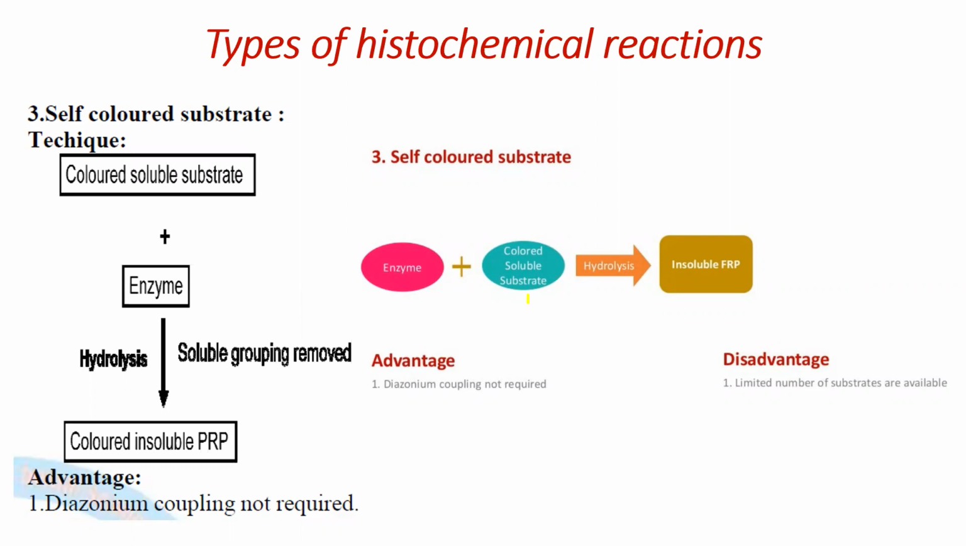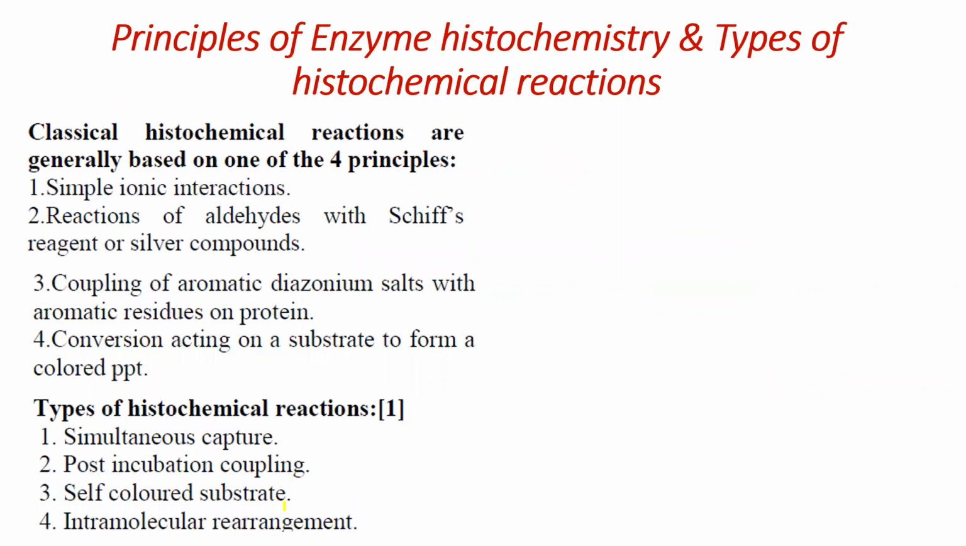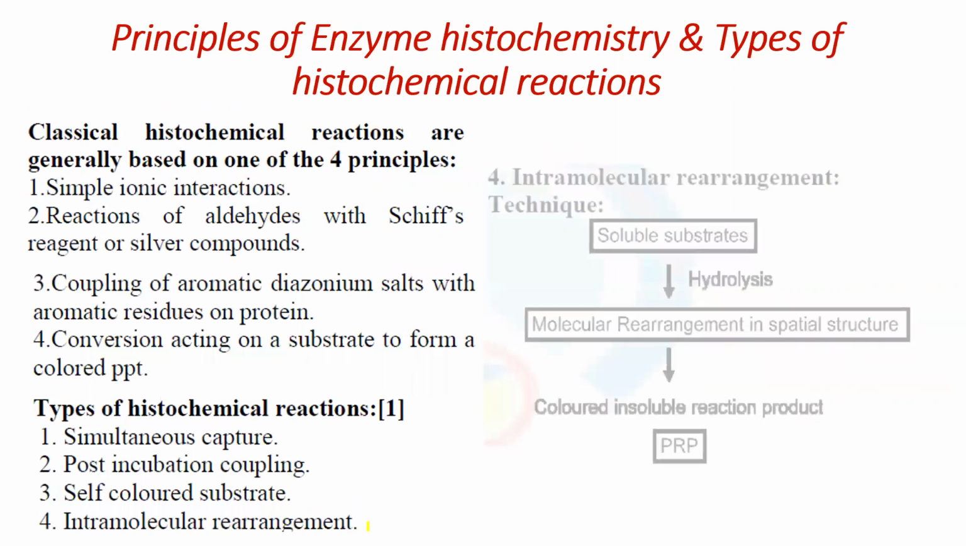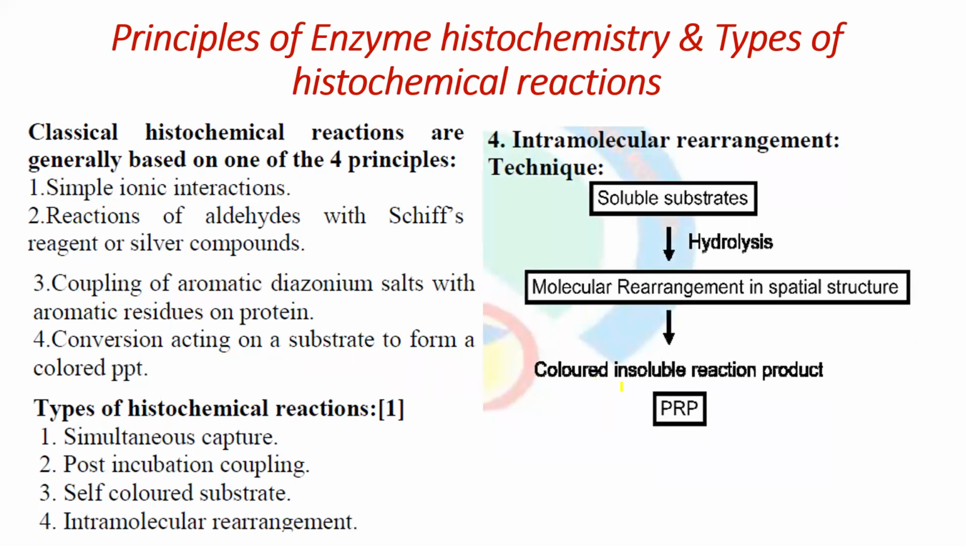And the last and final reaction is intramolecular rearrangement. What is this intramolecular rearrangement? We have an enzyme, and this enzyme will react with a soluble substrate. This soluble substrate will rearrange the spatial structure. You know what isomers are? They will rearrange the structure of the molecule, and now we get a different product of the same component.